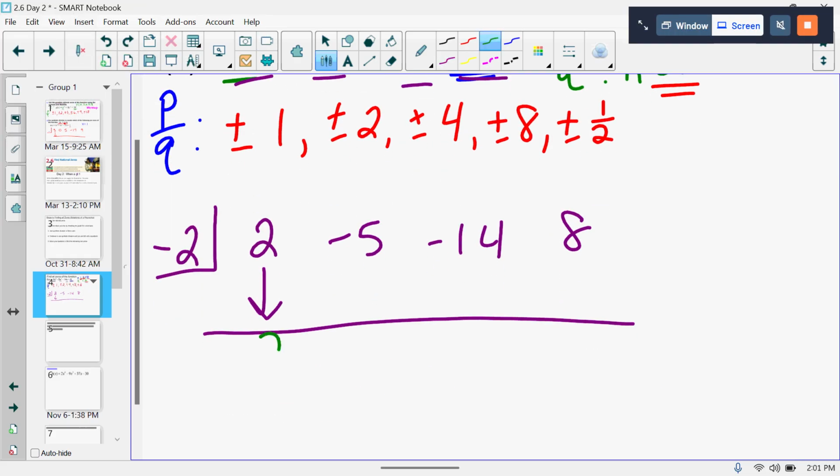So if you bring down the 2 and then you start, -2 times 2 is -4. Remember, we add straight down, so that's going to be -9. Do it again. -2 times -9 is +18. Add straight down, and you get 4. -2 times 4 is -8, so that's good. 8 plus -8 is 0. So remember, we know now that it crossed the x-axis at -2.